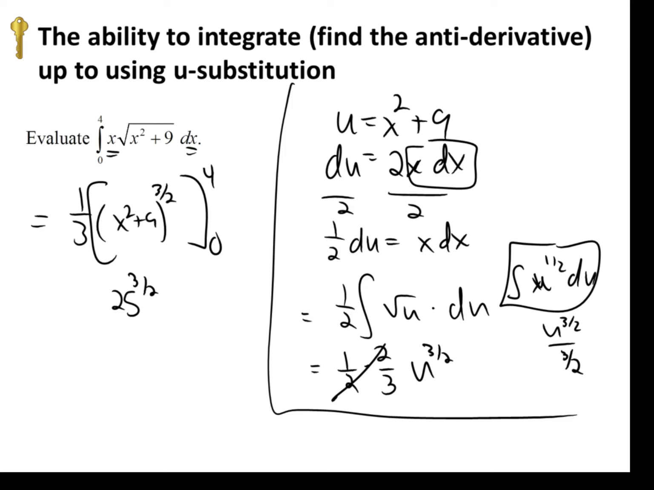0. Don't ignore that lower limit. Most people think, oh, 0 is a lower limit. I don't have to plug it in. No, you do. 0 squared plus 9 is a 9. So you have to take 9 to the 3/2 and take it away from 25 to the 3/2.